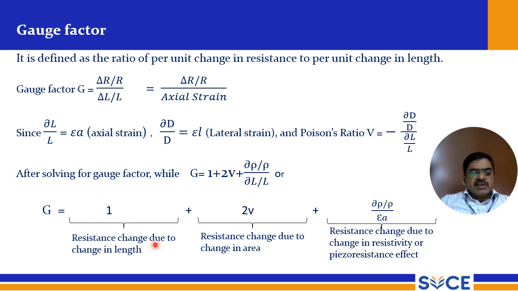1 is the resistance change due to change in length. That is 2v, that is Poisson's ratio, the resistance change due to change in area. ∂rho by rho by the axial strain is the resistance change due to change in resistivity, or piezoresistance effect. So this is the gauge factor equation. A small derivation, a very simple derivation, right? You can derive and you can get the gauge factor equation.